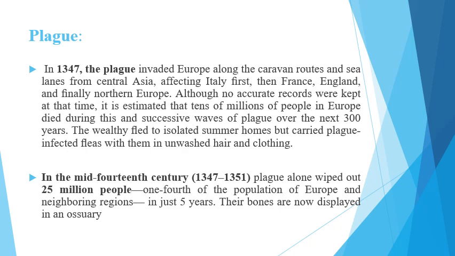The wealthy fled to isolated summer homes but carried plague-infected fleas with them in unwashed hair and clothing. Plague alone wiped out 25 million people, one quarter of the population of Europe and neighboring regions, in just 5 years. Their bones are now displayed in an ossuary.